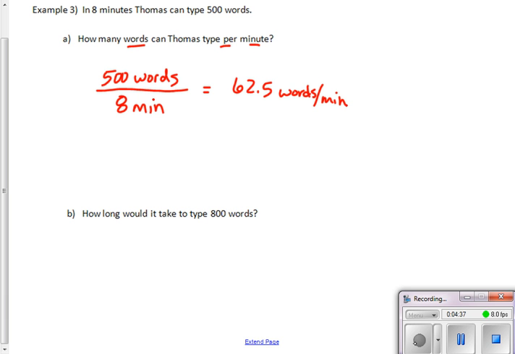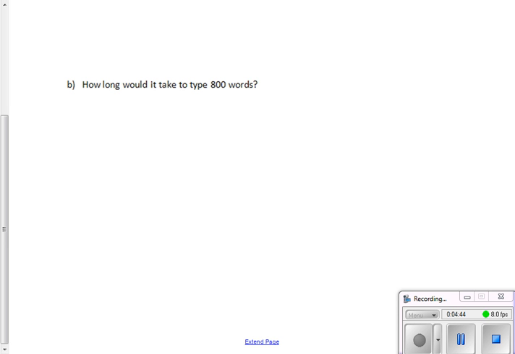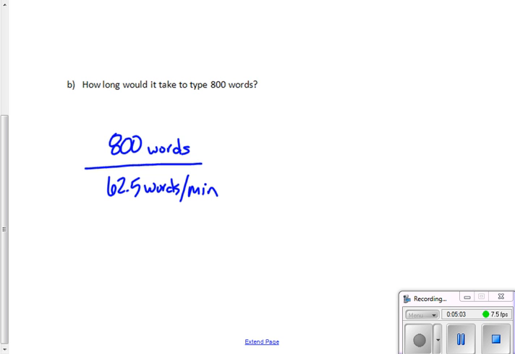In B here, we're going to actually use part A as part of our process here to figure out B. It says, how long would it take to type 800 words? Well, we need to type 800 words. In order to get there, we know that we can type 62.5 words per minute. We can go ahead and divide here. When you divide, you would actually come up with 12.8 minutes. Okay, we take 800 divided by 62.5.